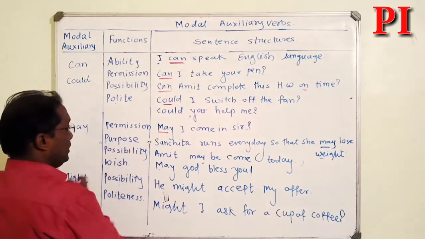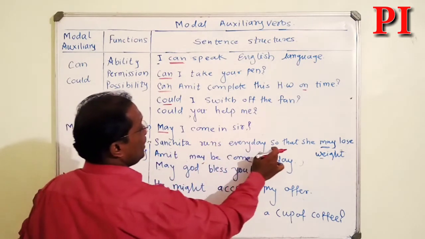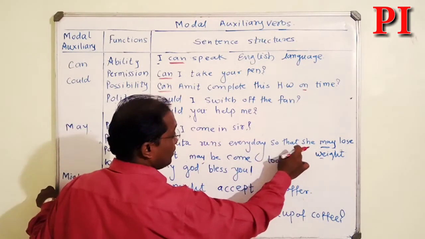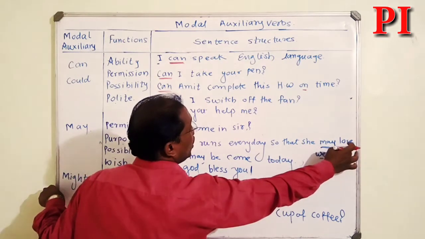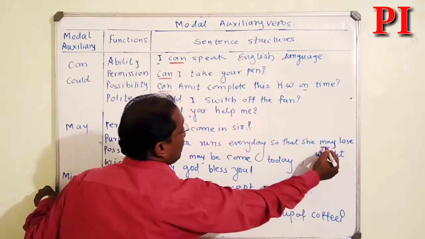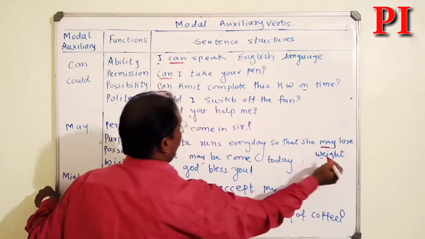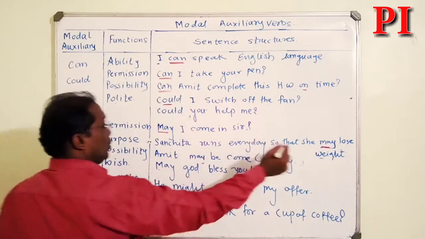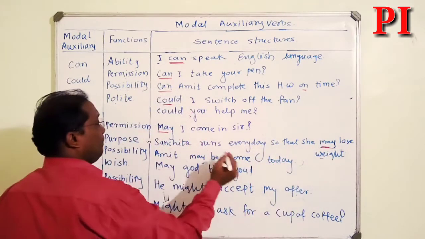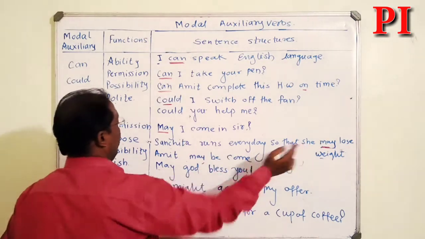Then purpose: Sanchita runs every day so that she may lose weight. May is used here for the purpose of losing weight. What is the purpose here? To lose weight. For that purpose, may is used here.